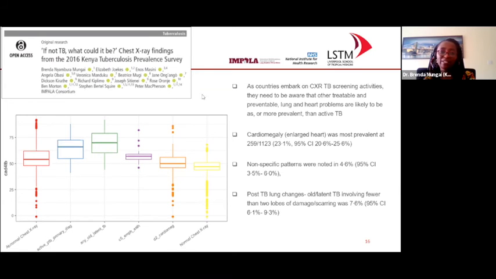So this slide here is just to remind countries as they embark on chest X-ray TB screening activities. It's important to be aware that treatable and preventable lung and heart problems are likely to be as or more prevalent than active TB. So I think, again, think about that at the back of your mind, and also remember the post-TB lung abnormalities.